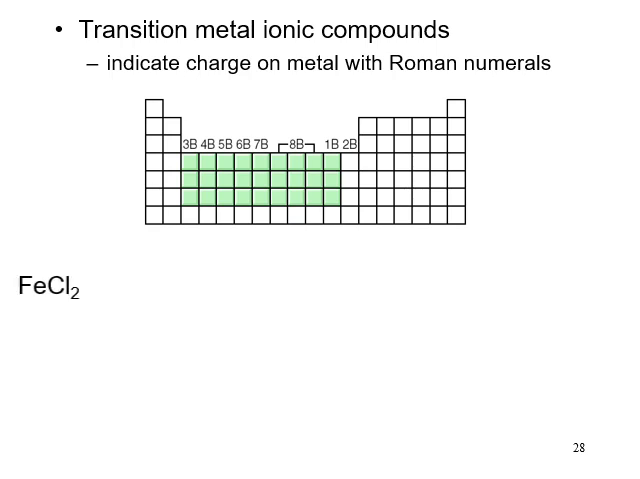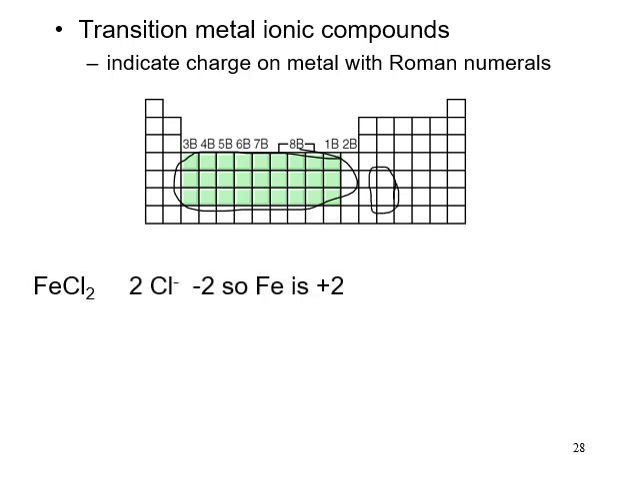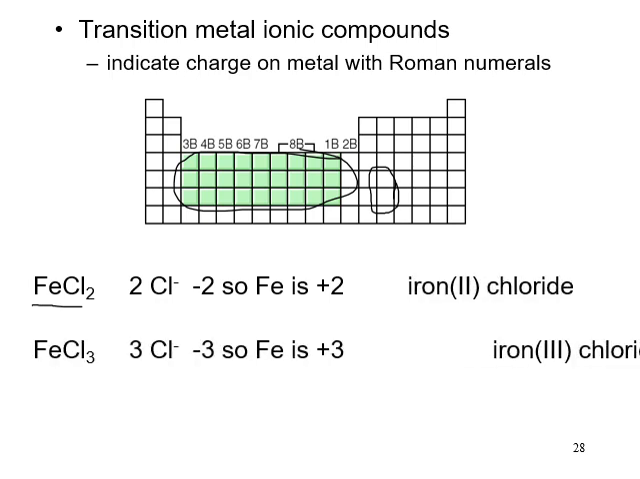If it's a transition metal, though, which are the metals in the middle of the periodic table, sometimes they can take more than 1 charge. And if you remember, lead and tin also took more than 1 charge. Lead and tin were right here. So we have to differentiate between the 2. In this case, this is iron 2, and that would be iron 2 chloride. This would be iron 3 chloride.